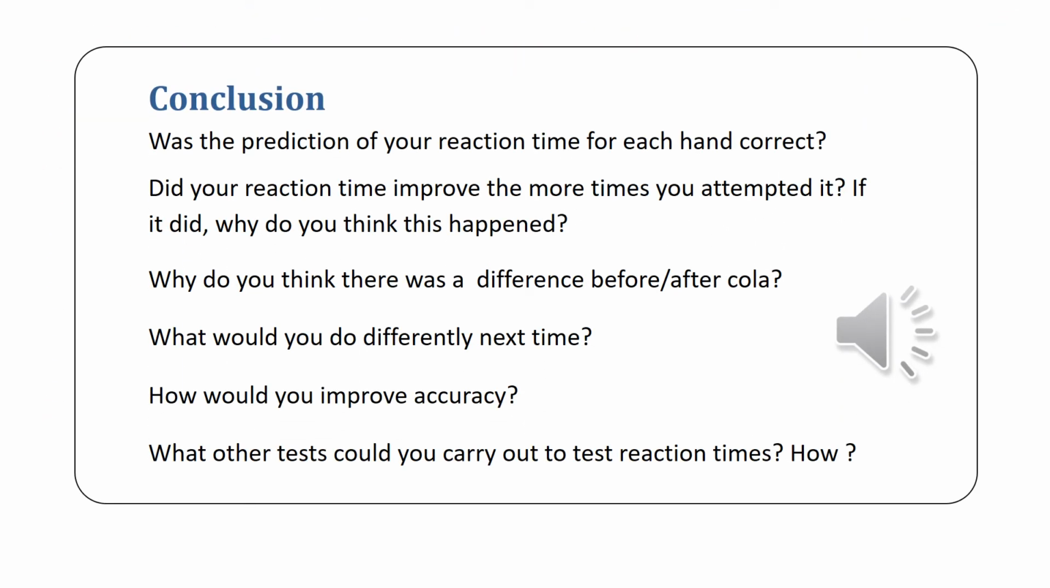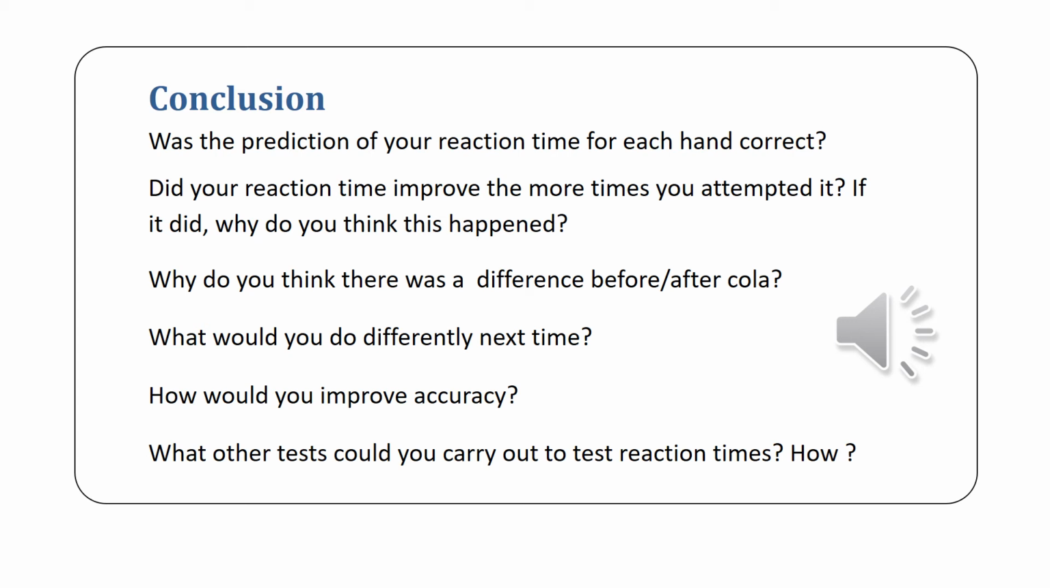So we've got our graph, we've got our tables, we've got our analysis of our results. We now need to look at our conclusion. Go back to the question at the beginning. Was the prediction of your reaction time for each hand correct? Was your left hand quicker? Was your right hand quicker? Were you accurate with your guess about how long it took you?